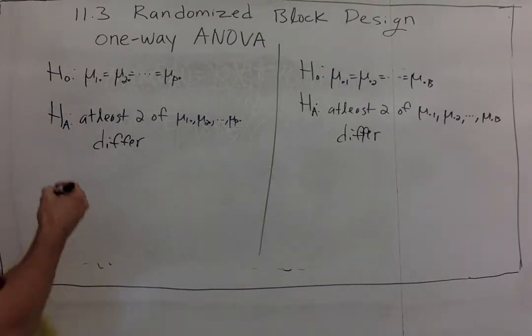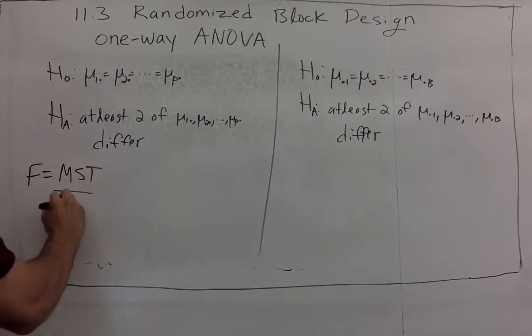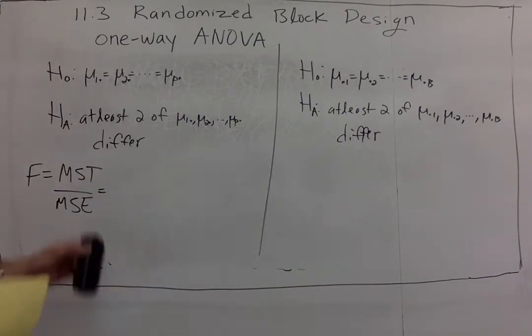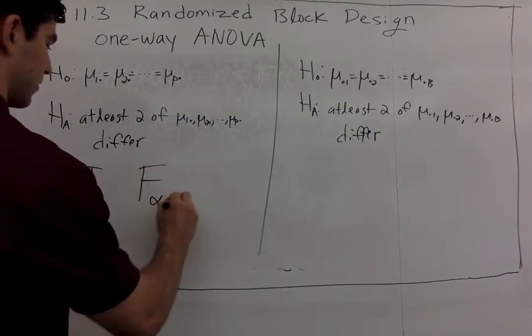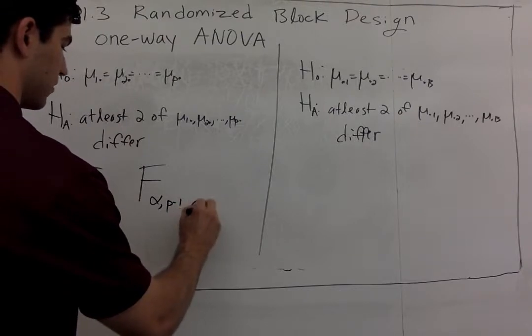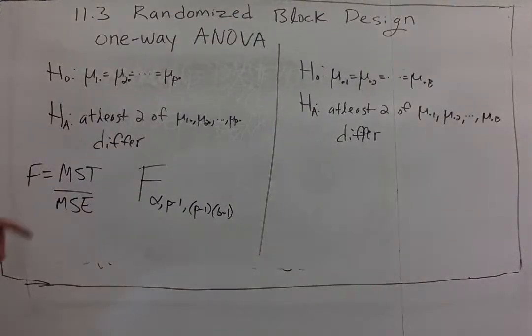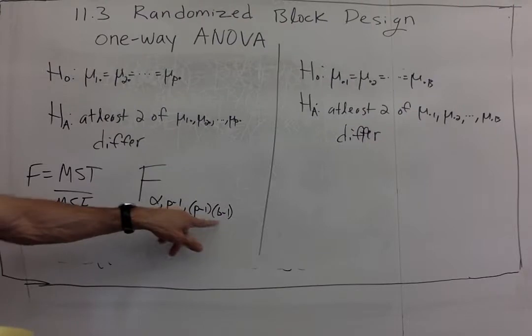You would solve this by finding a test statistic, which is MST over MSE, and you would compare it to F alpha with degrees of freedom. So you would calculate your test statistic, MST over MSE, and compare it to F alpha, with degrees of freedom 1 of P minus 1 and degrees of freedom 2 of P minus 1 times B minus 1.